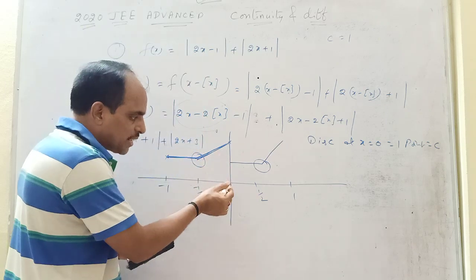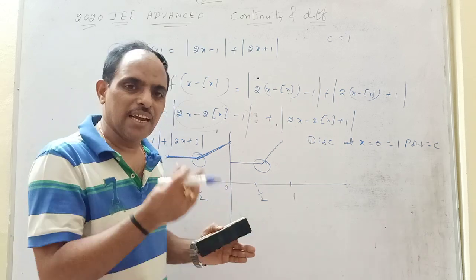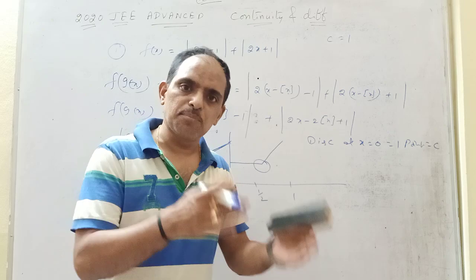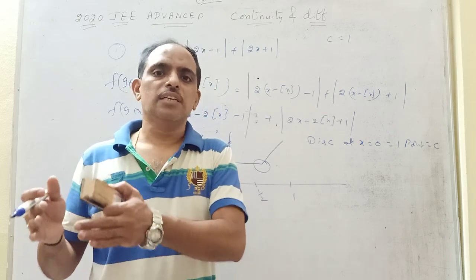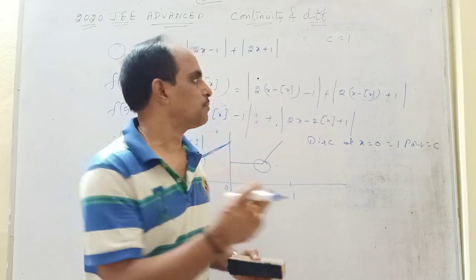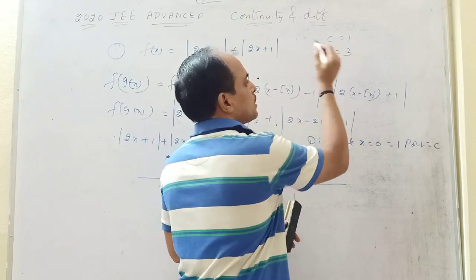And here is one more point where the function is discontinuous. At any point where the function is discontinuous, the function is also not differentiable. So the total number of non-differentiable points is 3. That is given as d, so d is equal to 3.